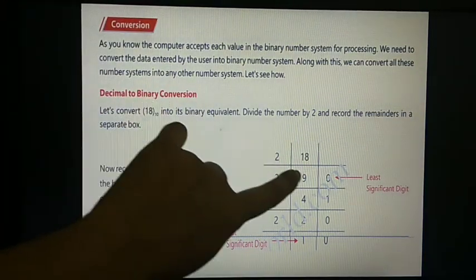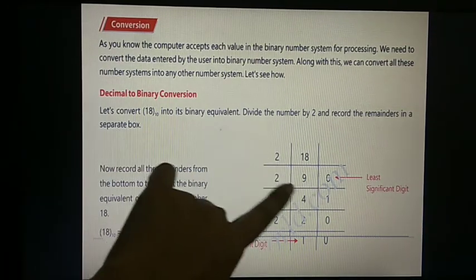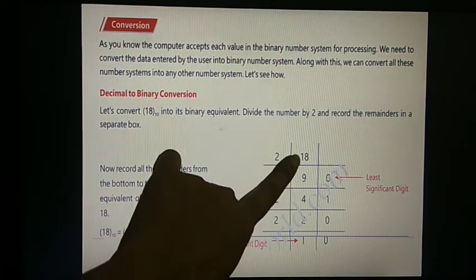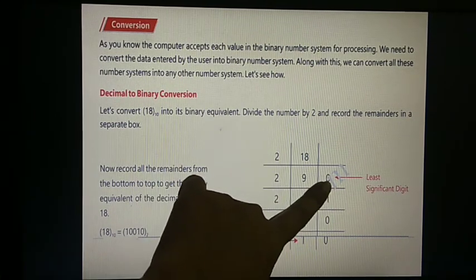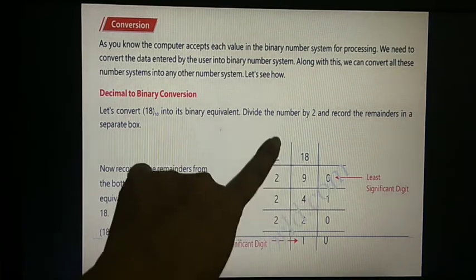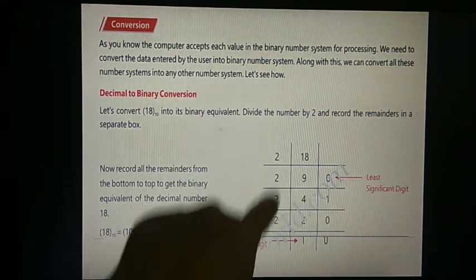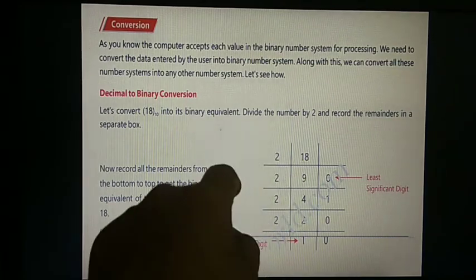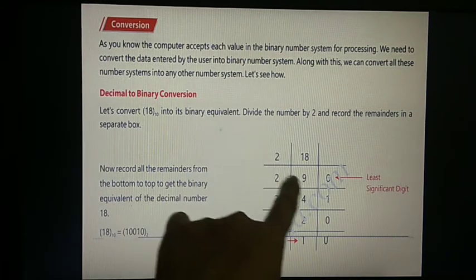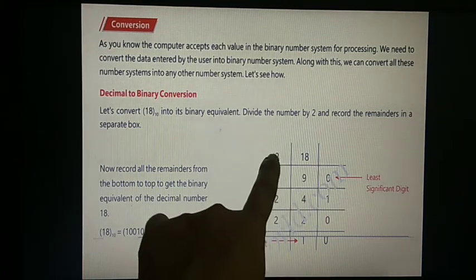2 9s are 18. Remainder is 0. Written in the box. You are supposed to draw these boxes, the square shape boxes, when you are solving this. Okay. 2 9s are 18. Remainder is 0.